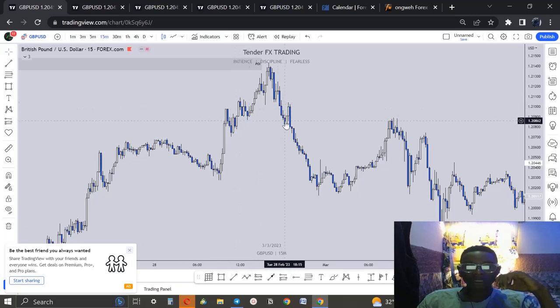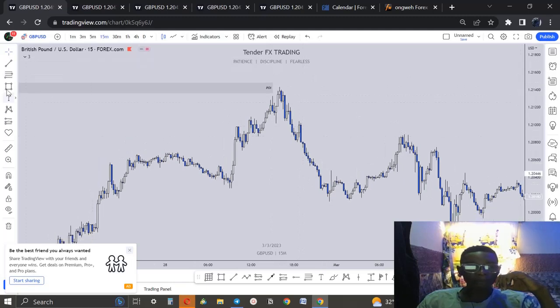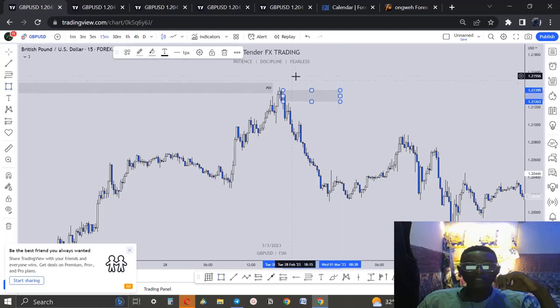Then I was waiting to see this retracement, this lower low that was formed. I was waiting for a new lower high to be formed, and I was looking to sell down from here. Which price did not retrace back to that supply zone.